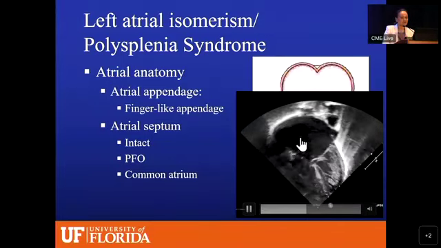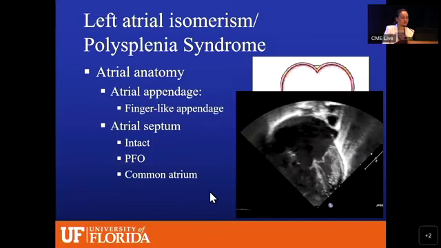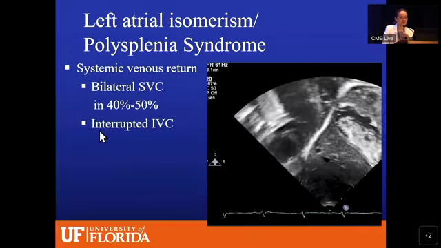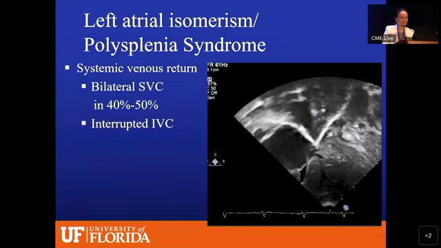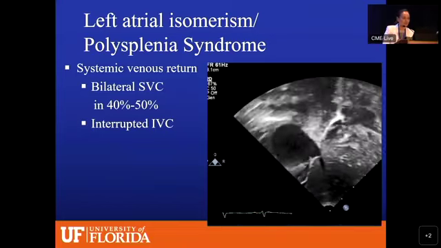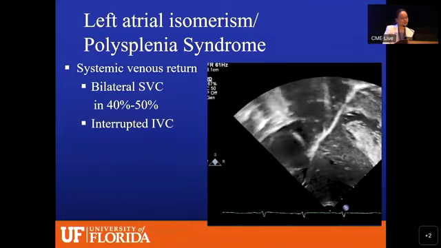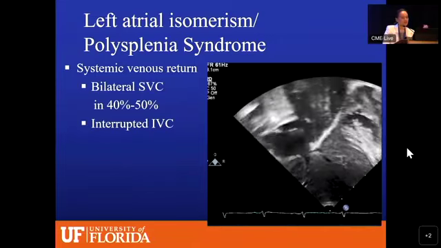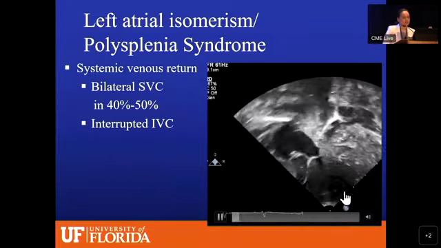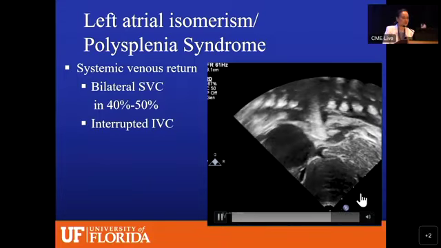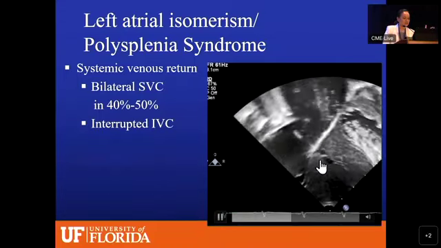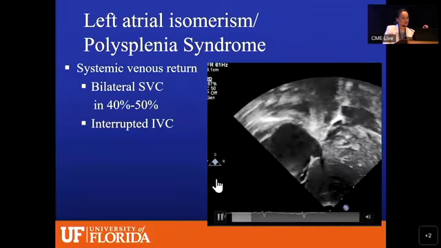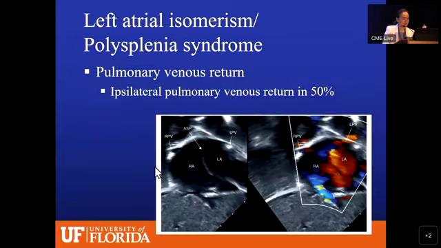And again, this is your morphologic right ventricle and morphologic left ventricle, and they're thickened. But one thing that you could see here is your pulmonary veins, and they are not anomalous. So your systemic venous return, like I've said, bilateral SVC, occurs in both isomerisms. This occurs in 40 to 50%. But what is pathognomonic of left atrial isomerism is an interrupted IVC, because your IVC is a right atrial structure, and your hepatic veins would enter your right atrium.